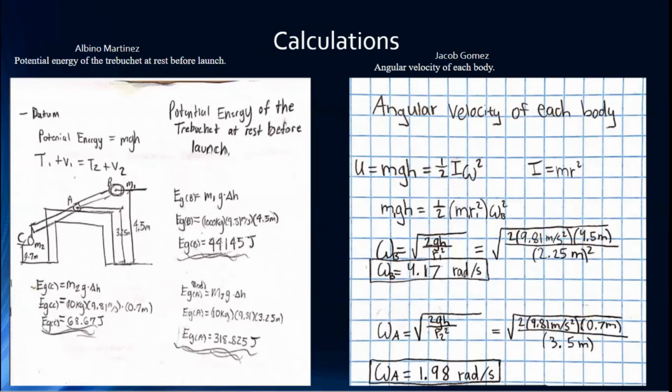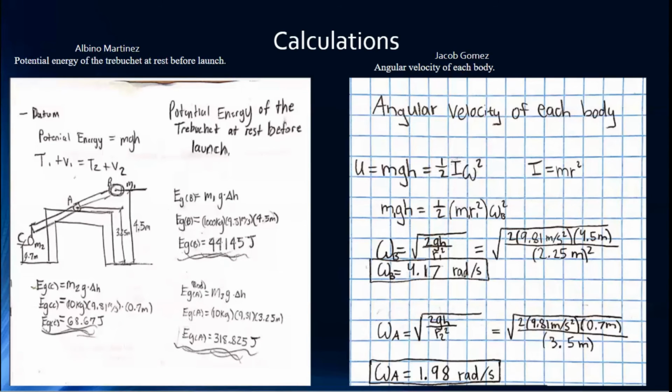So for B, the mass is 1,000 kilograms. So I multiplied 1,000 times gravity, 9.81, times the height, which is 4.5 meters. And I did the same for C and for A, which each had a mass of 10 kilograms, times gravity times the change in height.